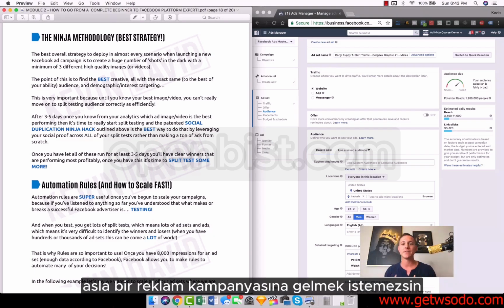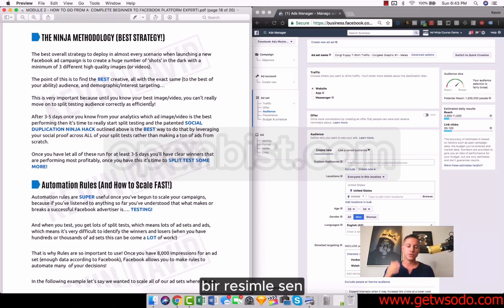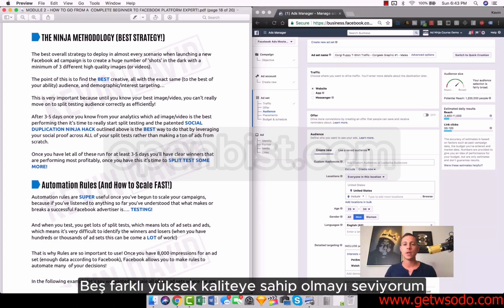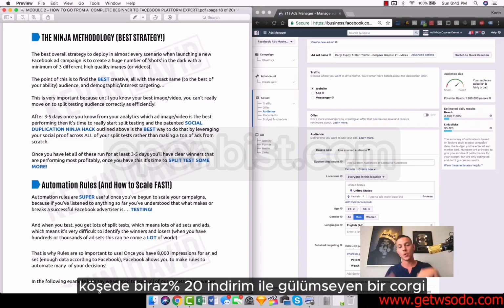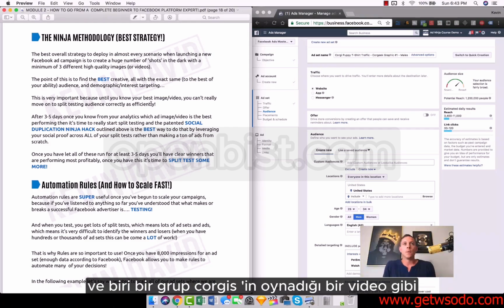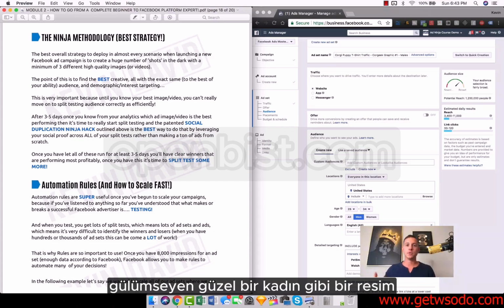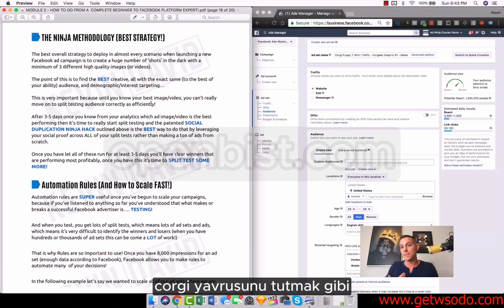You never want to just come at an advertising campaign with one image. You generally want, at the minimum 3, but I like to have 5 different high quality images. Maybe one has a smiling corgi with a little 20% off in the corner, and one is a video of a bunch of corgis playing. One is a picture of a beautiful woman smiling, holding her corgi puppy. One's a picture of a bunch of corgi puppies with their mom. All of these different types of things would appeal to people who would be interested in corgi t-shirts, and people who would be interested in buying merchandise related to adorable little corgis.